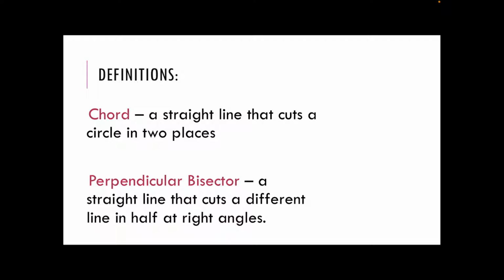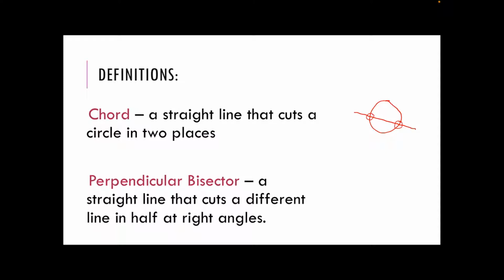A chord is a straight line that cuts through a circle in two places. So if we take a circle and then we draw a straight line through it, we can see two places that the line cuts the circle, so that is a chord.